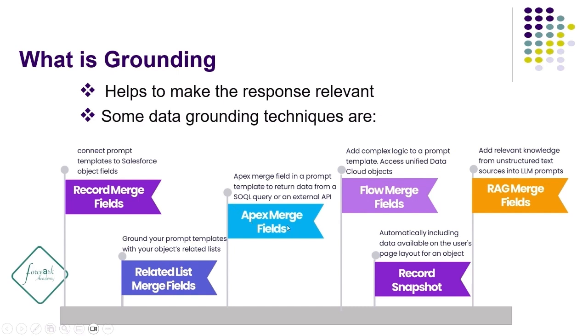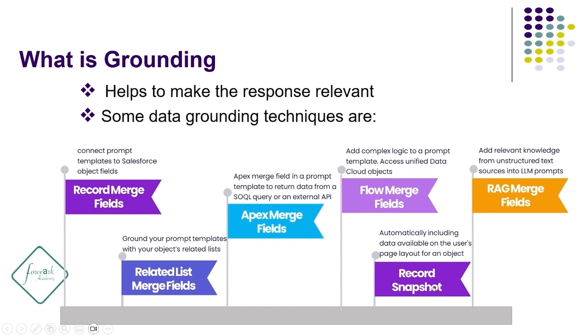We also have the Apex merge field. An Apex merge field in a prompt template returns data from a SQL query or an external API. Then for complex business logic, we have flow merge fields. For example, to retrieve the most relevant 5 opportunities. In this case, we have to run this flow every time this prompt runs.